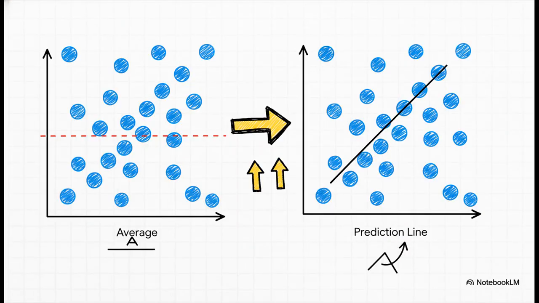Here's another way to think about it. Imagine you're looking at a bunch of data points. You could just draw a straight line right through the average of all of them. That's your baseline guess. R² basically tells you how much better your special best fit regression line is at explaining the data compared to just that simple average line. It's a measure of its explanatory power.